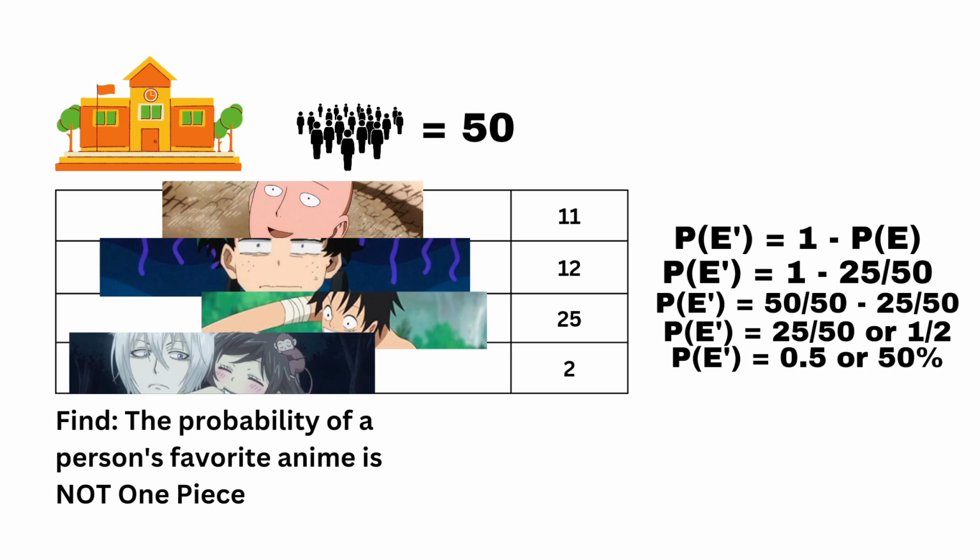So the probability of E prime equals 1 minus 25 over 50, and doing some math, we get 50 over 50 minus 25 over 50, which equals 25 over 50 or 0.5, or a 50% probability of selecting someone whose favorite anime is not One Piece. And that's all about it.